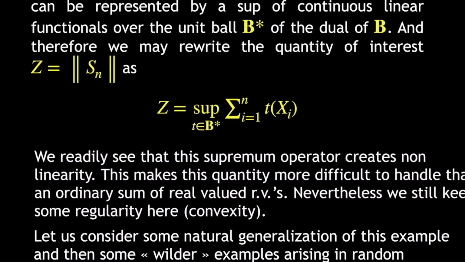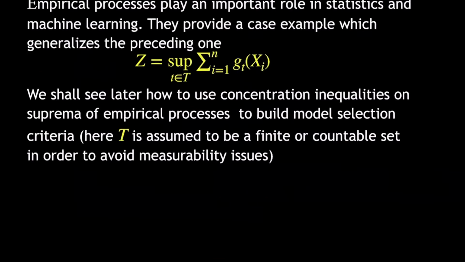So let us consider some generalization of this example here, when this time we shall look at the same kind of quantities, but losing the linearity of T with respect to xi. So this is what we are looking at when you are looking at empirical processes here. So this is the same kind of object in some sense, but here you consider any measurable function gt of xi instead of looking at linear functionals on the Banach space. So here you have a generalization of the preceding example.